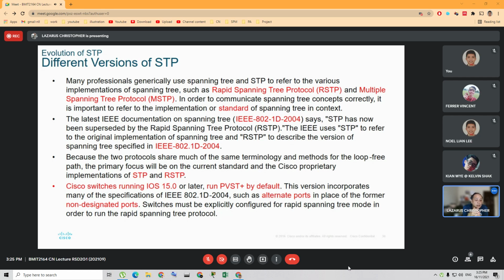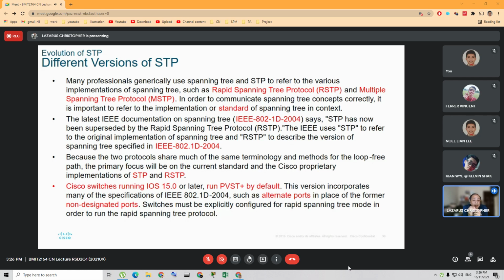Cisco focuses on the current standard and their own proprietary implementations, right? So remember the PVST, that is the per VLAN spanning tree. Because Cisco switches support VLANs, Cisco has to amend the spanning tree running on their switches to be able to cater for virtual LANs. And they call their implementation PVST+, per VLAN spanning tree plus, right? So the Cisco version, you can see there, still follows a lot of the original specification for RSTP. When you refer to IEEE documents, it means we have to use the keyword RSTP.